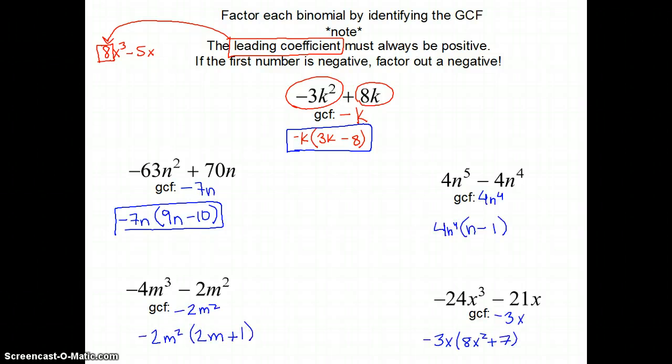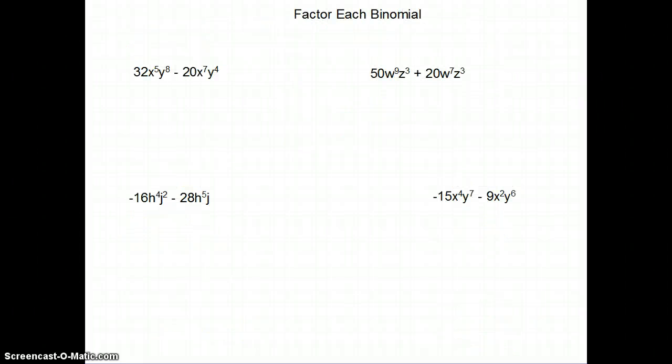For the first, you should have a greatest common factor of positive 4n to the 4th. When you factor that out, you should have n minus 1 left in parentheses. For the second, your greatest common factor should be negative 2m squared. When you factor it out, you should have 2m plus 1 left in parentheses. For the last, you should have negative 3x as your greatest common factor. And when you factor it out, you should have 8x squared plus 7 left in parentheses. Go ahead and take a moment to try these next 4 on your own.